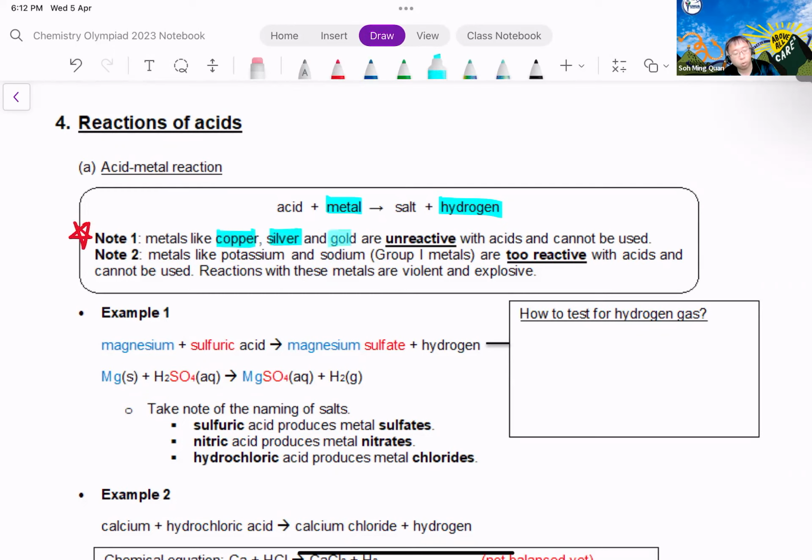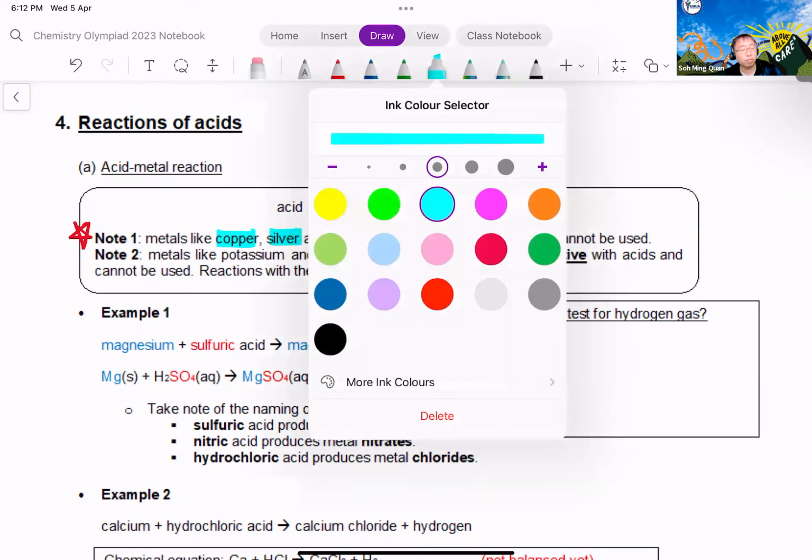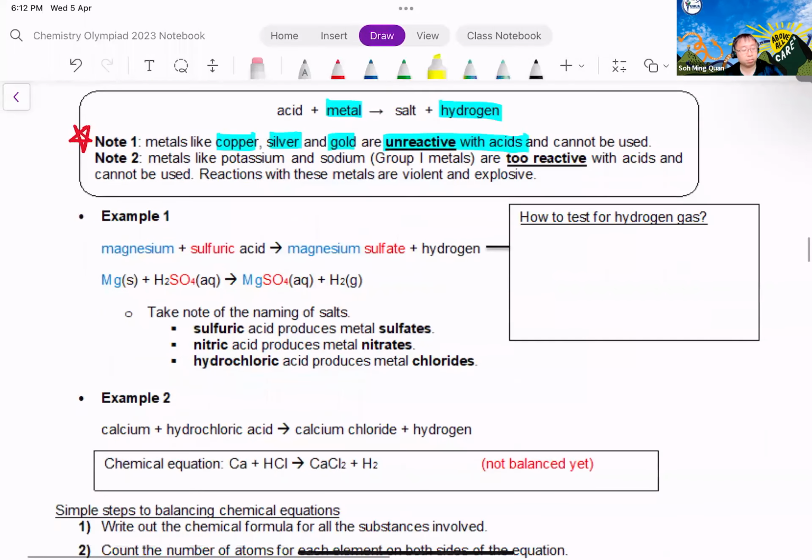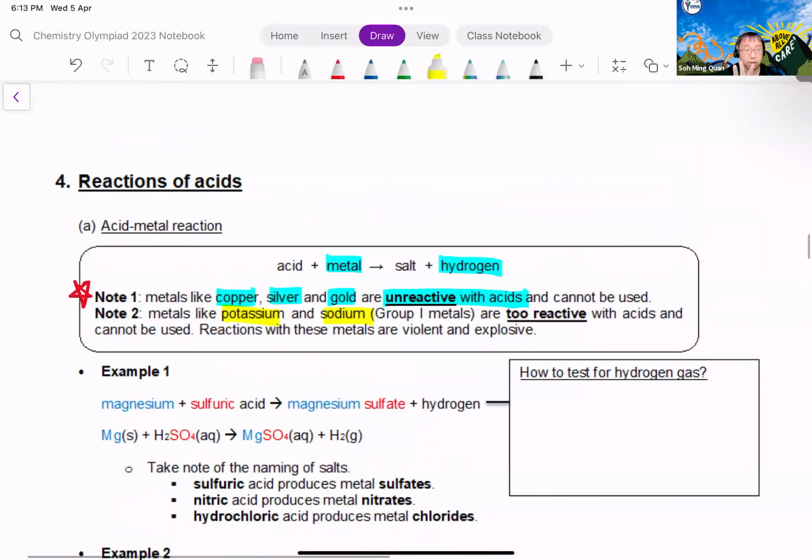Copper, silver, gold, they are unreactive with acids. So if I put gold into hydrochloric acid, nothing happens. If I put silver into nitric acid, nothing happens. All right. Next, there are certain metals that are too reactive. Group 1, potassium, sodium, very reactive. So you cannot add them to acid because they are explosive with acids.